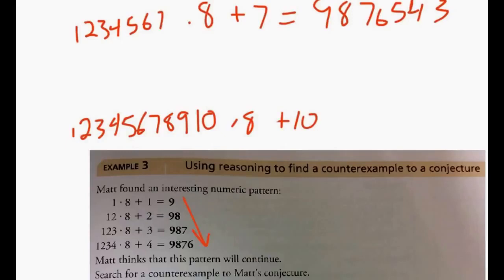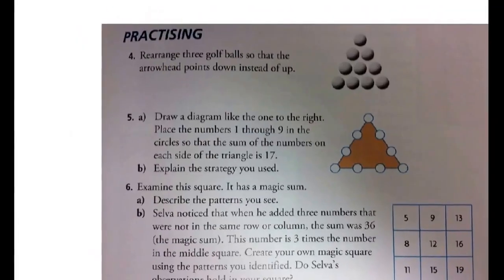So what we did is we see once we got to 10, it's sort of a 2-digit number, so this conjecture seems to only work from 1 to 9. So this one doesn't work. That would be considered our counterexample for that question.